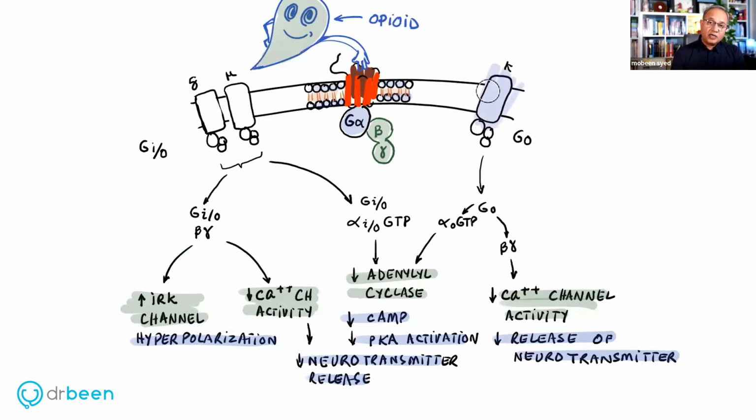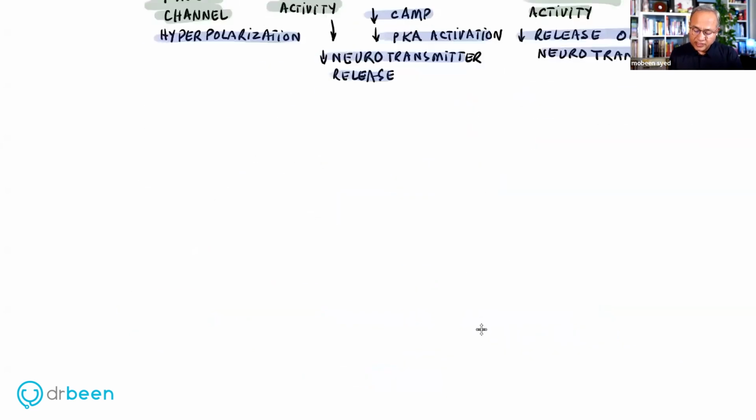Then if you look at kappa, wherever these are present, when kappa is activated, again, it has the same structure. It has an alpha subunit and beta and gamma subunits. The alpha subunit would do the same thing as this alpha does, and that is reduce the adenylyl cyclase. The beta gamma subunit would cause calcium channel blockade, which would then cause reduced release of neurotransmitter. So that is the discussion. But if you have one more minute, I want to very quickly explain how the potassium channel and calcium channel's behavior acts on the nerve.